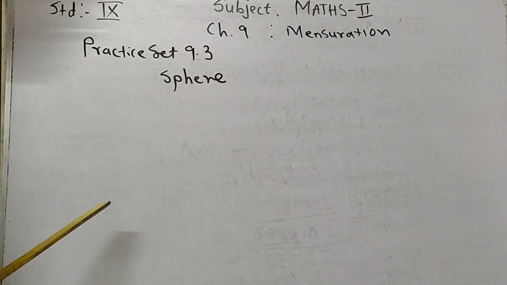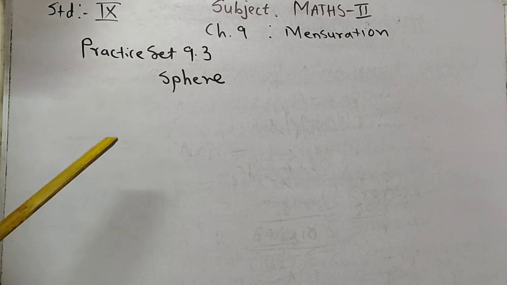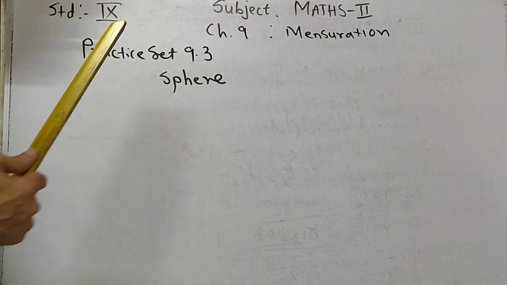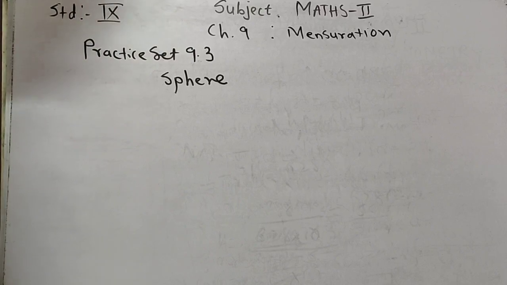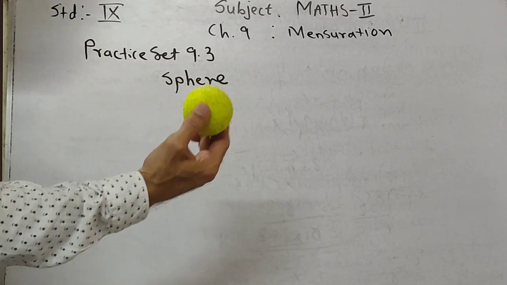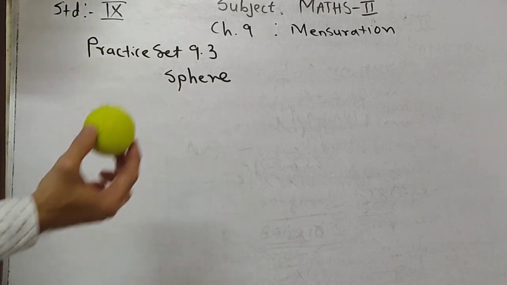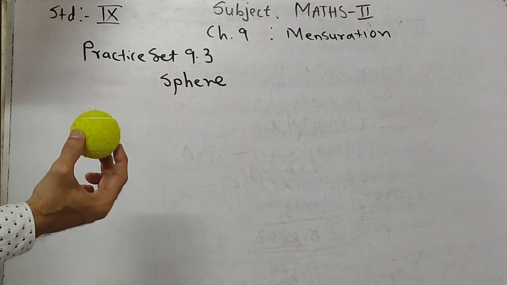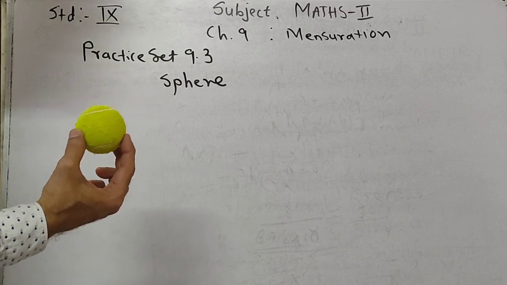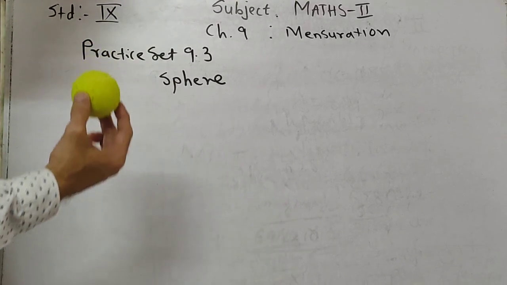Today we are going to start practice set 9.3. It is related to sphere. A sphere's example is a ball. You can see a ball. This is an example of a sphere. Or a sweet lime, Mosambi, that is also an example of a sphere.